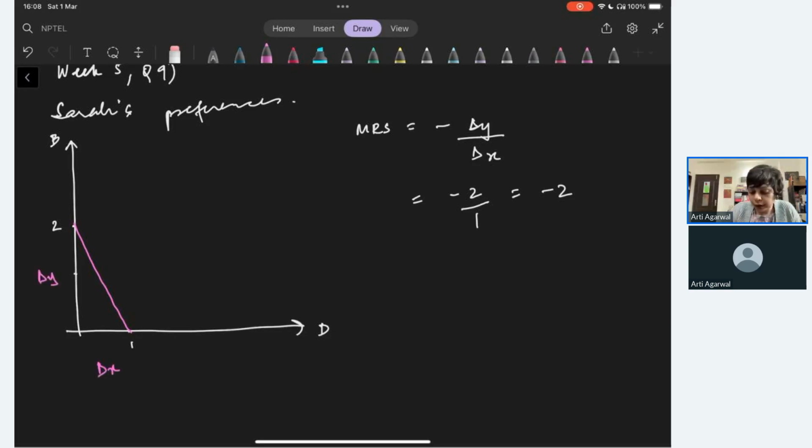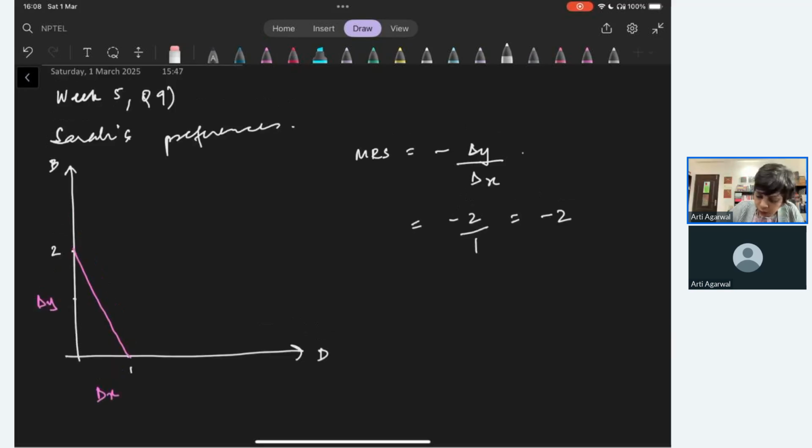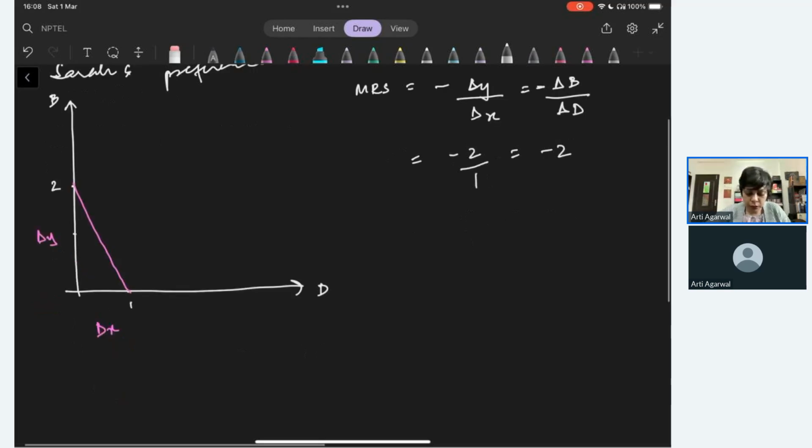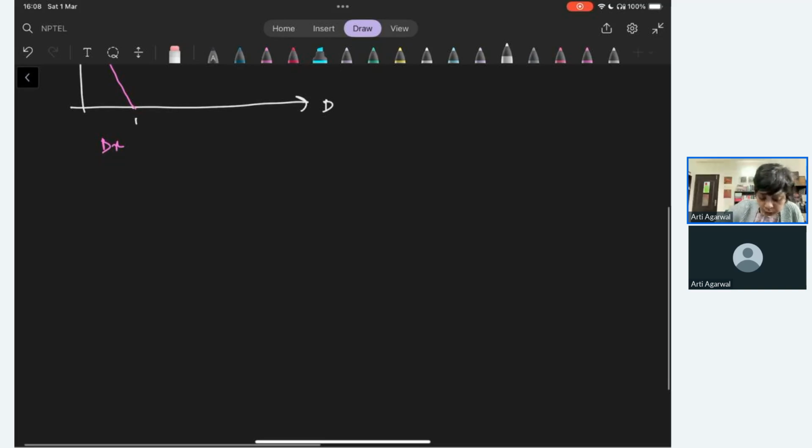Or if you want, you can write this as delta b upon delta d, the same thing, if you don't want to use x and y, because we've given d and b for the x and y axis. Okay, so this is for Sarah. Let's go to the next one. Simon.